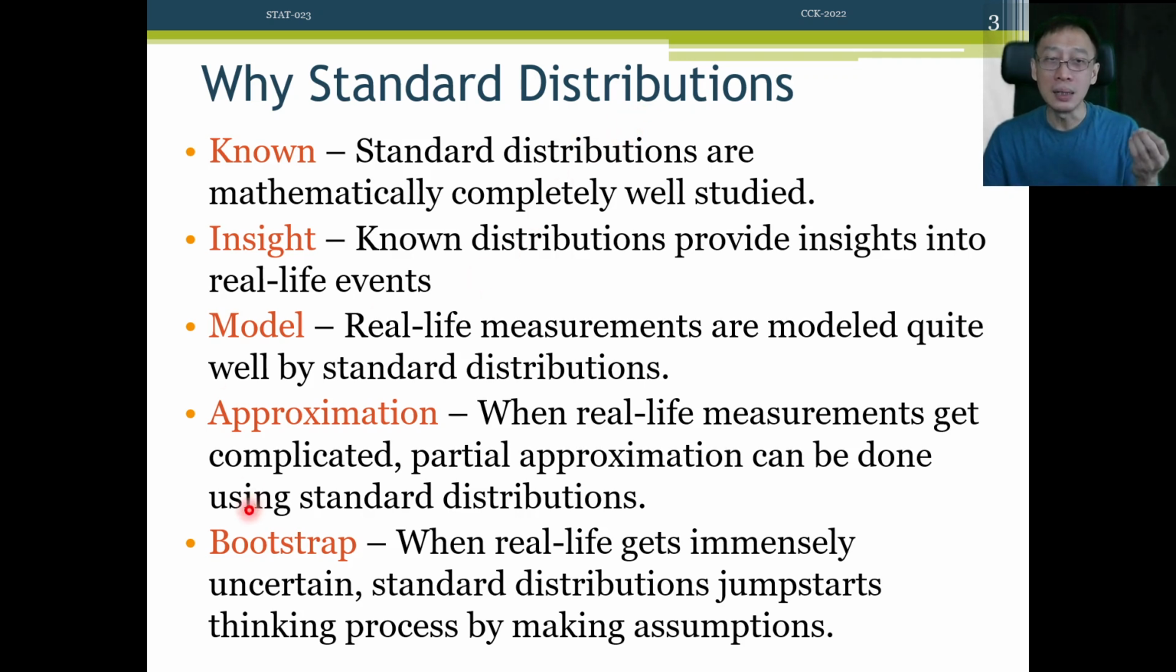So you see, this is a very inconspicuous step, but it's very, very important, right? Without measurements at all, we can already start this bootstrapping process. We can already start modeling mathematically the probability distributions of these measurements. So that's why we like standard distributions a lot. That's why we really have to master them.